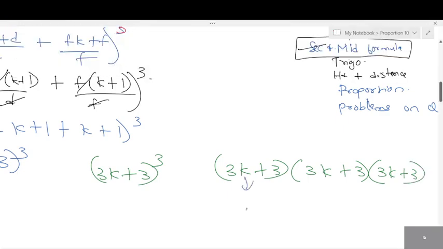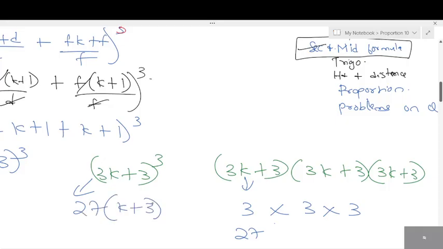As soon as you look at the question, students, you should know what is common in the first one. 3. What is common in the second? 3. The third one? 3. 3 cube, how much is 3 cube? 27 will come out. That's the reason you get 3 cube is 27, K plus 1 the whole cube. K plus 1 the whole cube will remain as it is.